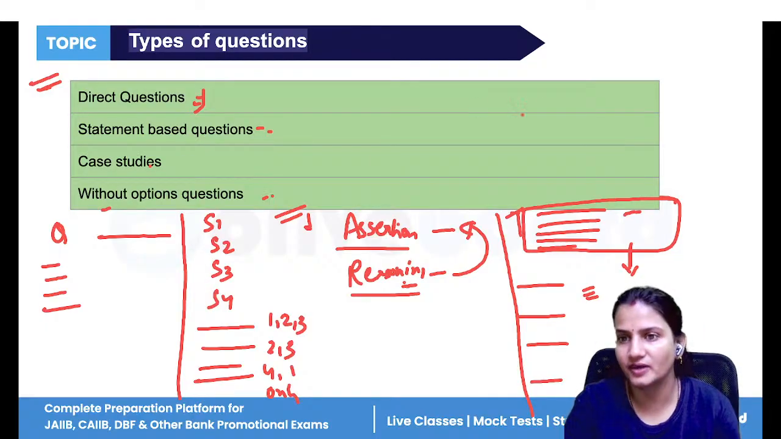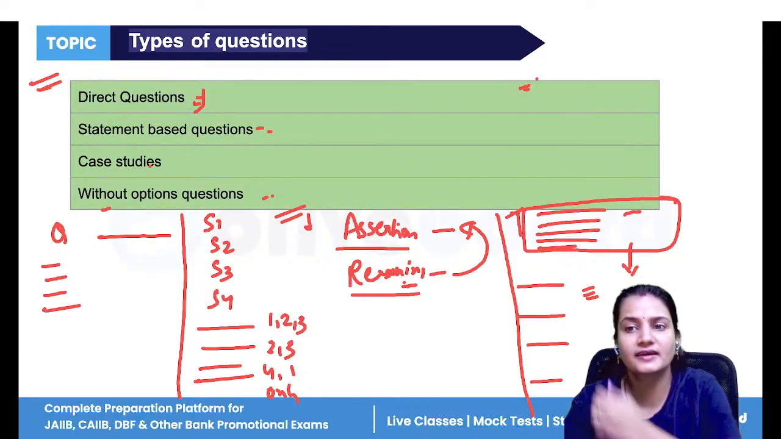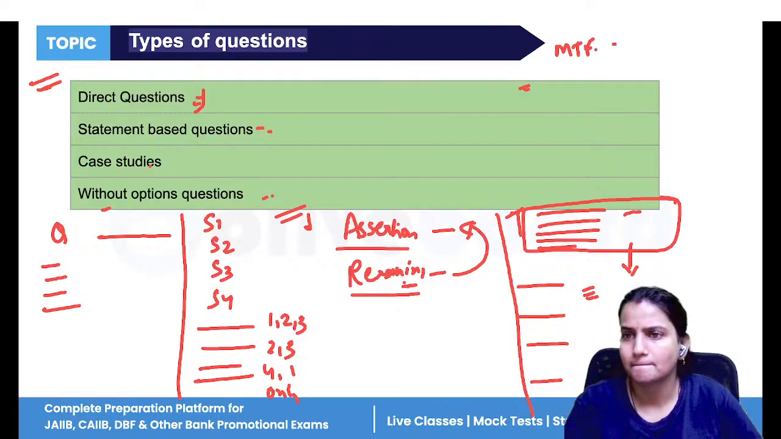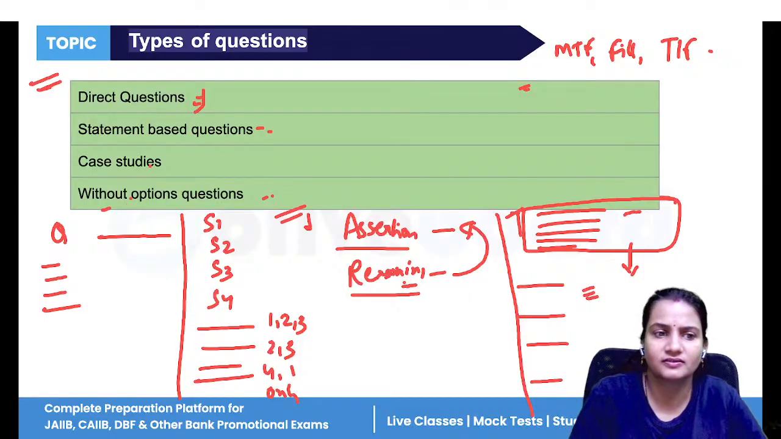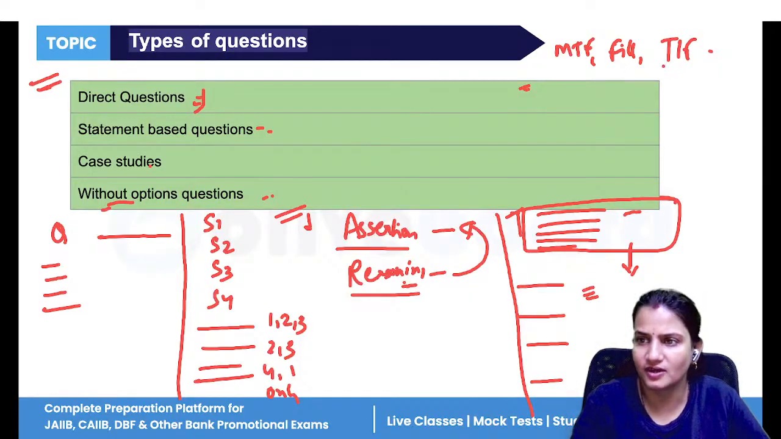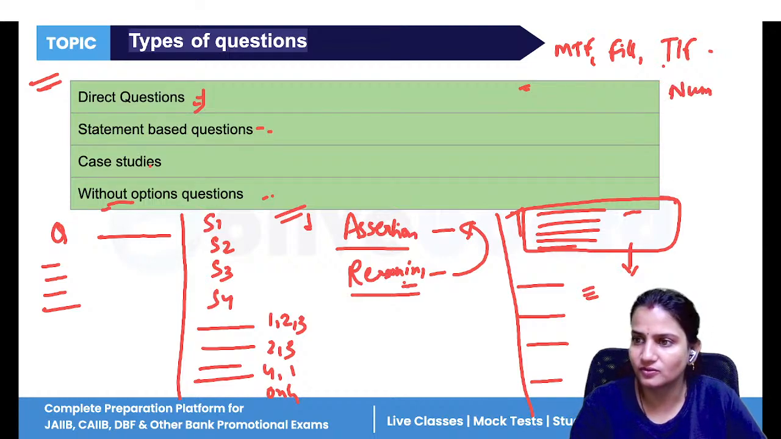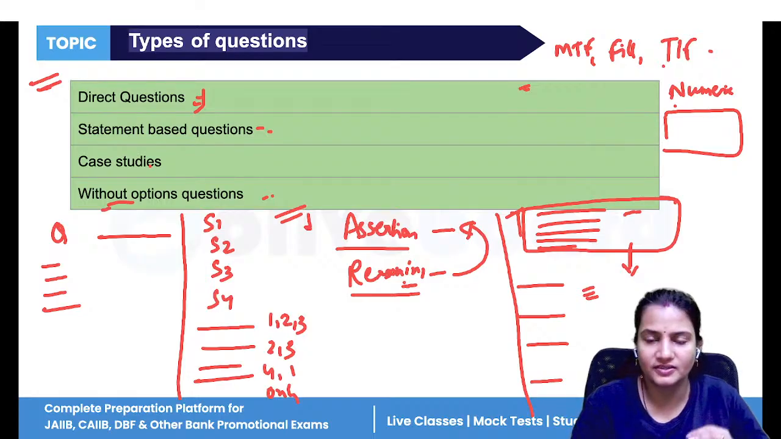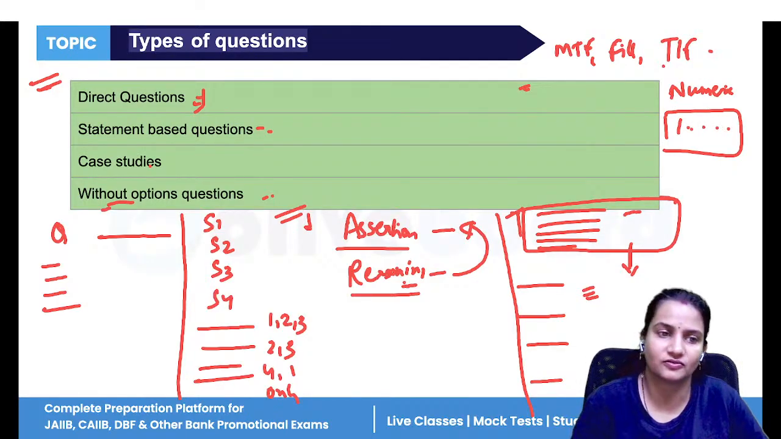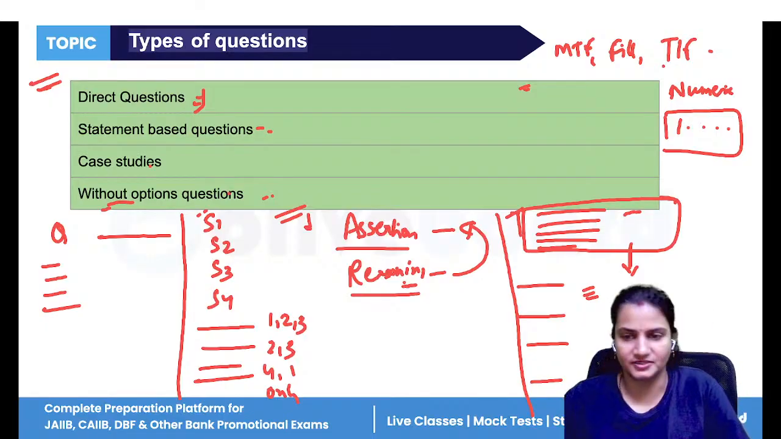And without-option questions are those questions where no options are provided to you. Why are no options provided? Like match the following, then fill in the blanks, then true false questions. In these no option is there, you have to write true or false. Then there are numerical questions, where also no option is given. With the help of a virtual keyboard, you have to put the figures over here. So those are without-option questions.